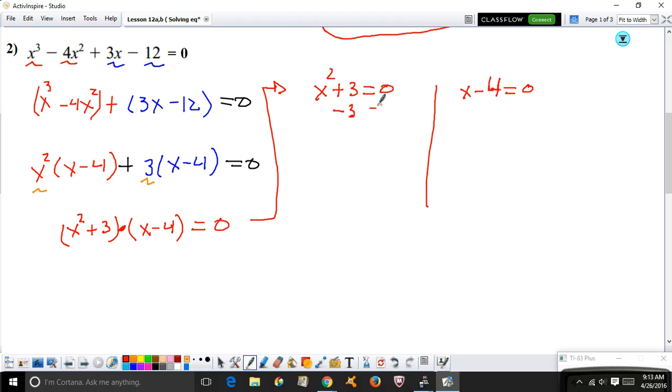So minus 3. So we have that x squared is equal to minus 3. Now again, how do we solve this? We take the square root.